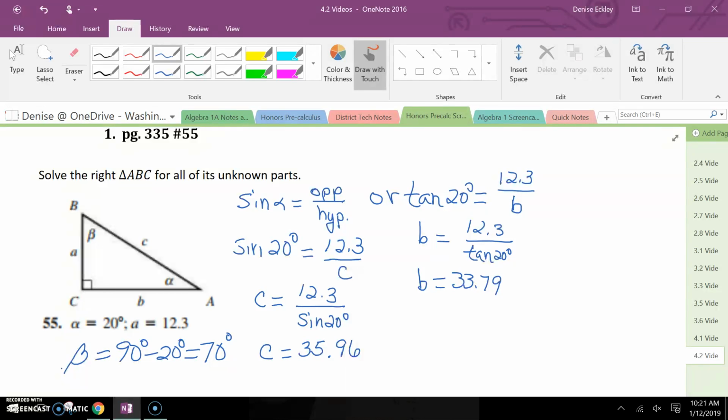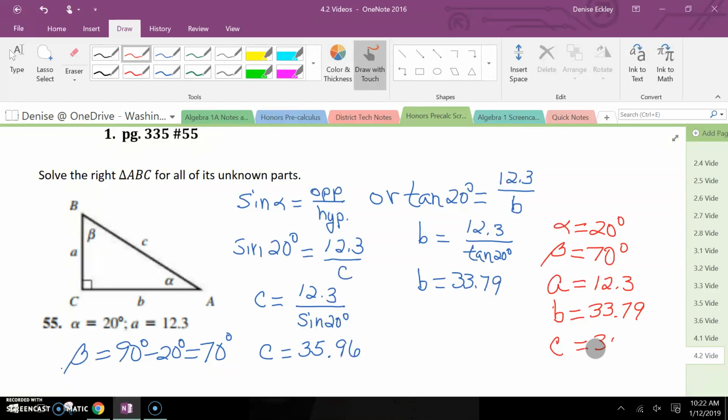So now we are finished because we have all our values. We know that alpha equals 20 degrees. We know that beta is 70 degrees. We have side A is 12.3, and we're not given any units. B is 33.79, and side C is 35.96. And of course, angle C is 90 degrees.